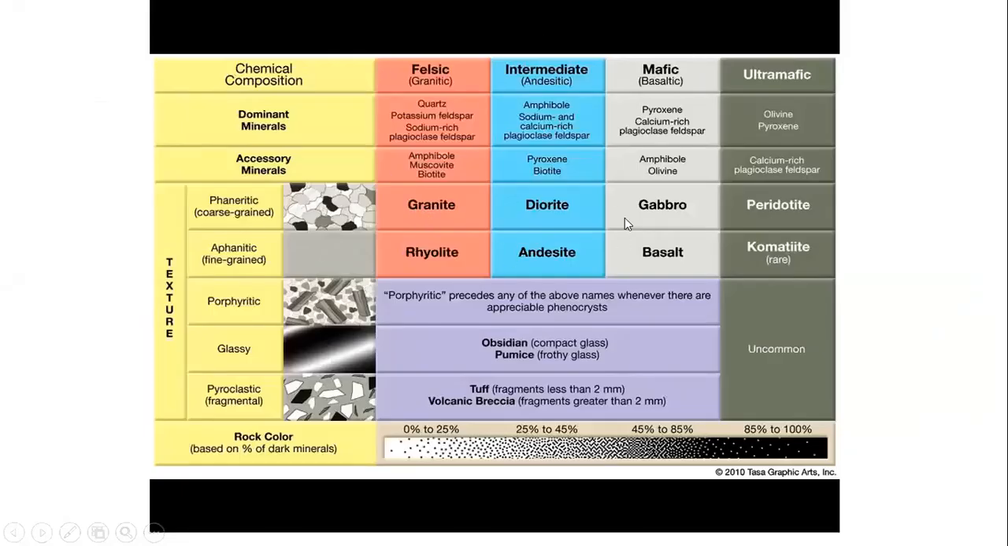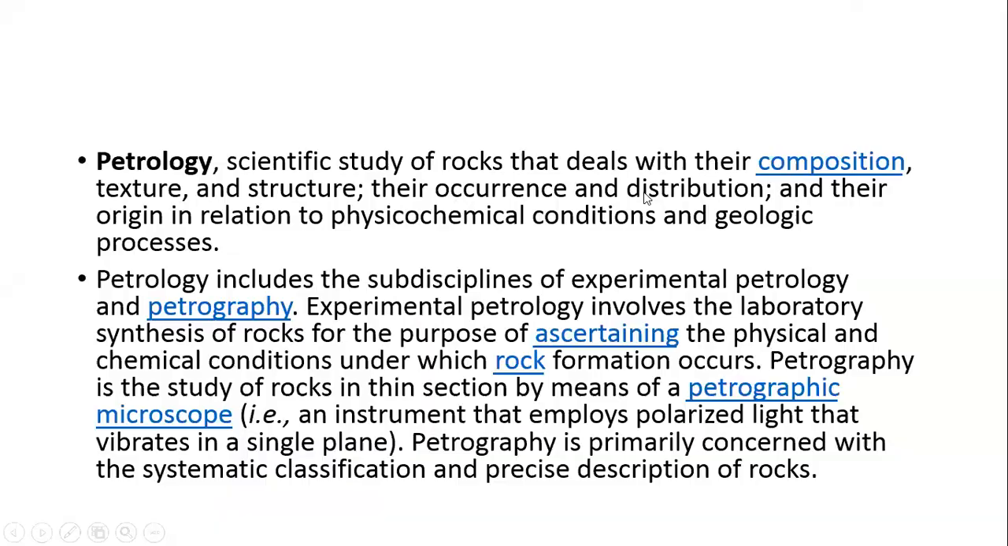In this diagram, the various classification systems which we discussed are given in a more concise form. These are the minerals. The second line includes dominant minerals, while this row includes the accessory minerals present within the rock. These are examples of various rocks.